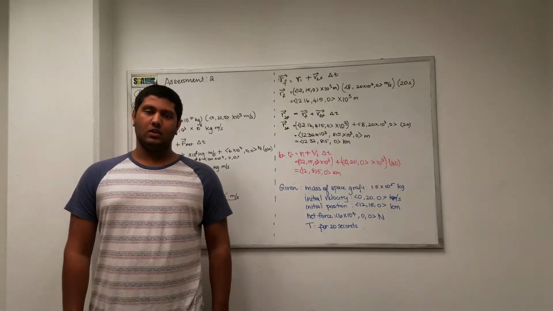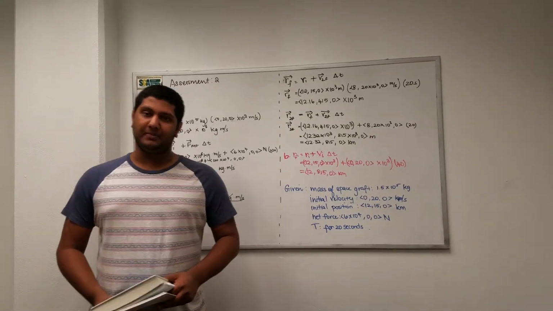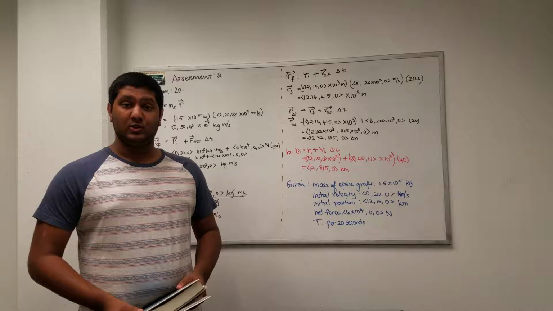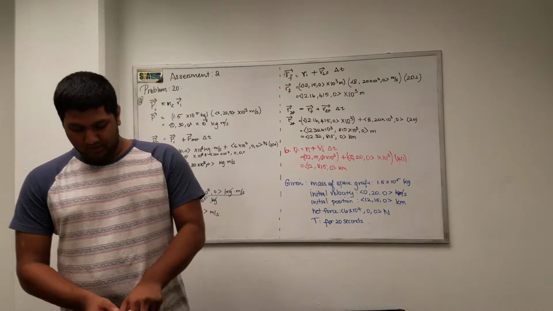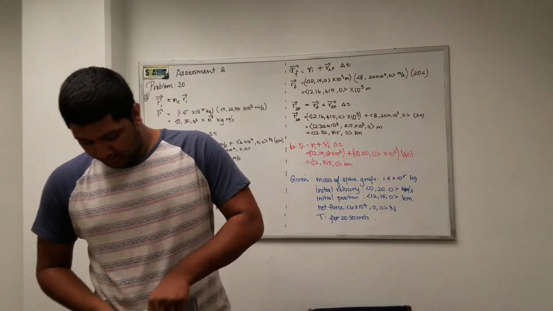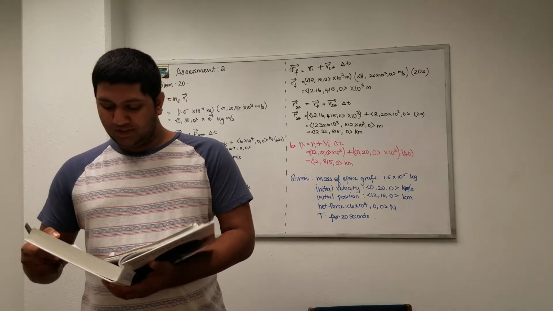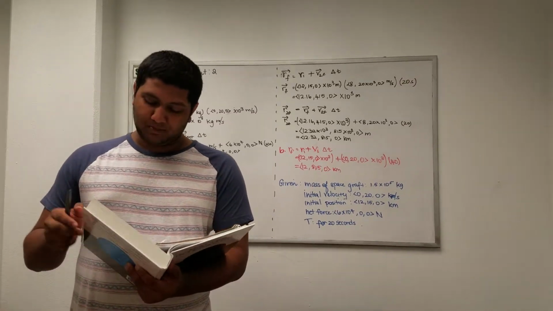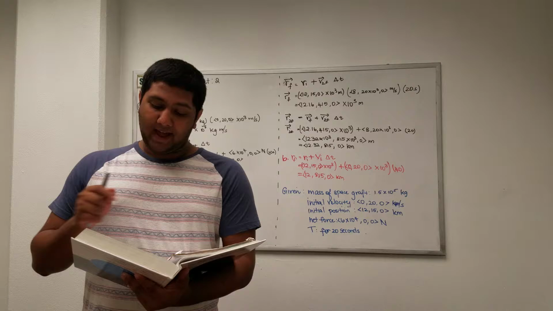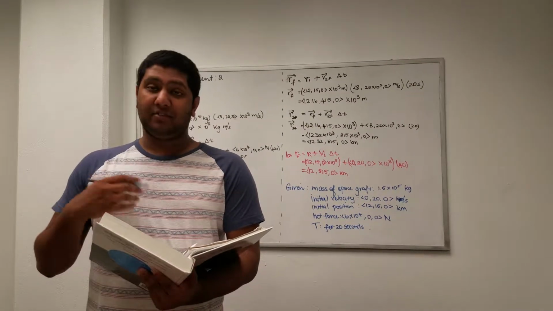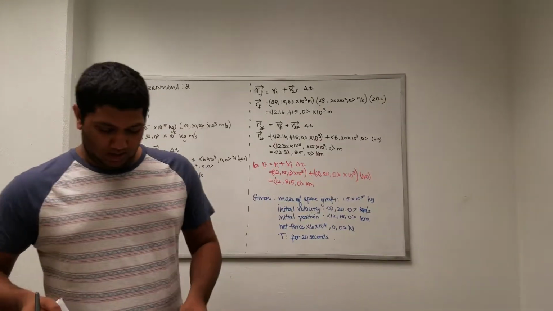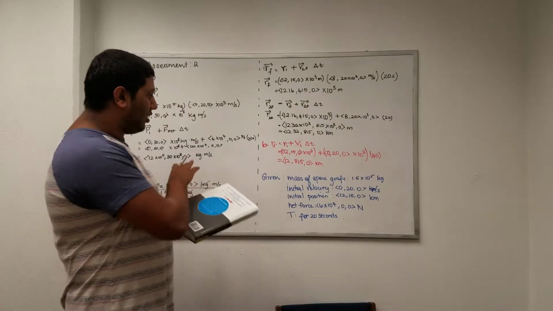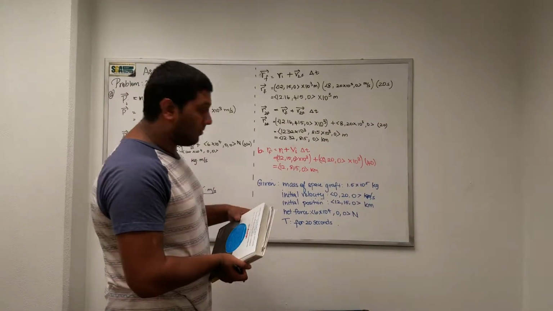Hello, this is video assessment 2 and I'm solving problem 20 from chapter 2. The problem has two parts to it. The first part is using the step size of 20 seconds, predict where the spacecraft will be after 40 seconds after firing the thrusters. Before solving, these are all the given information in the problem.